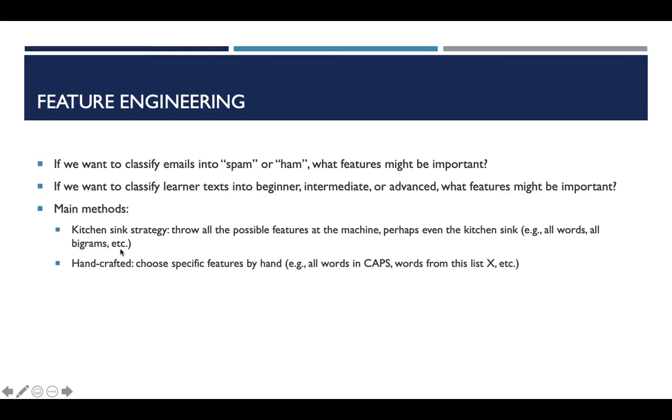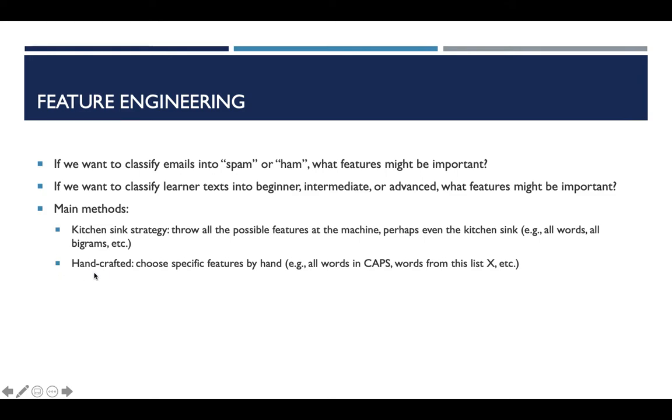This is the technical, very literally the technical term, the kitchen sink strategy, where we throw everything at it, perhaps even the kitchen sink. You give it all the features that you can find, all the different words, all the bigrams, all of the syntactic categories, just everything. You give everything to it and tell the computer, do what it can. And that's useful in some scenarios.